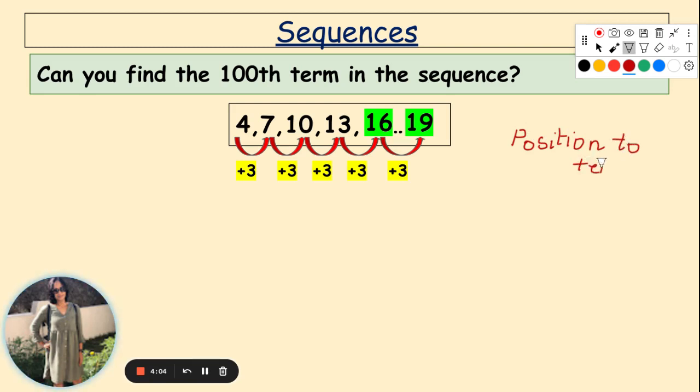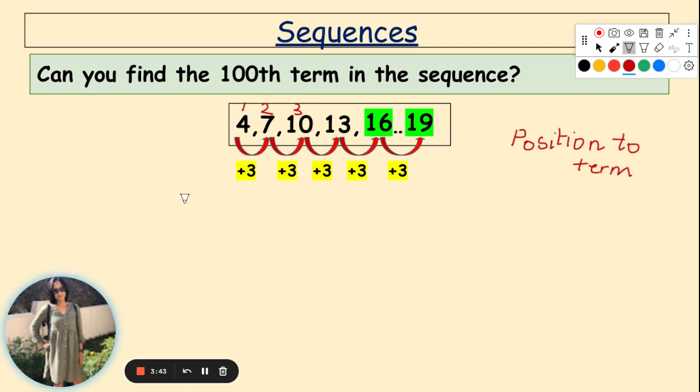What do I mean? What is the position of 4 in this sequence? It is number 1, so it is term number 1. What about 7? It's term number 2. Then it's term number 3. So, position to the term. Is there a link between the position and the term? That is what the rule is. Let's see how we find it out.